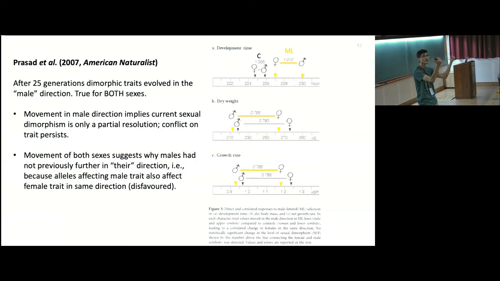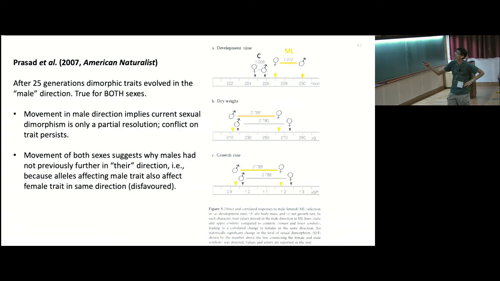That there's still selection pulling them further apart with respect to development time, but neither sex can go in the direction it's being pulled because the effects of mutations are genetically linked across the sexes, right? The pleiotropy across the sexes. Well, now they have an opportunity to test that, right? Because under the hypothesis where there's ongoing conflict, if I remove the selection from one sex, then this sex is free to go. And if it had been constrained because of the conflicting selection, then it's because the effects are linked across the sexes. And so when this one moves, it should drag this one too.